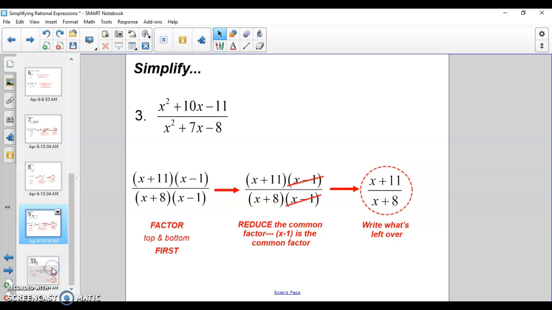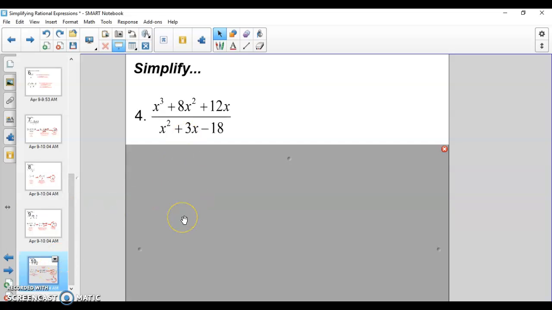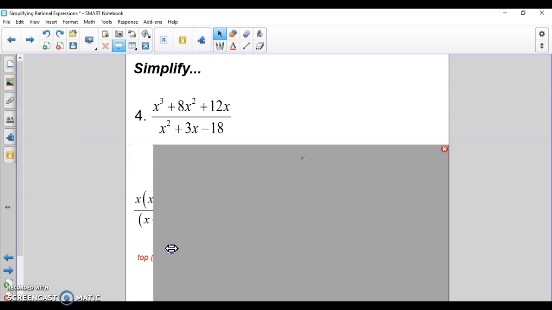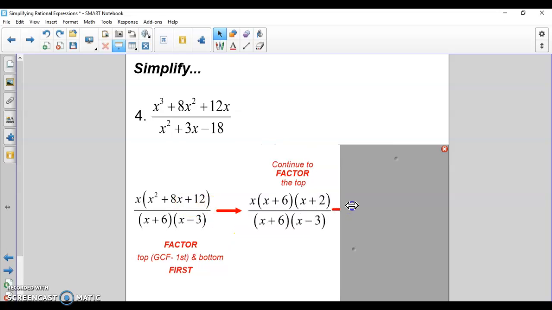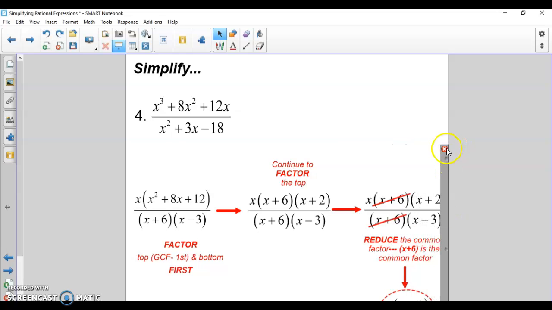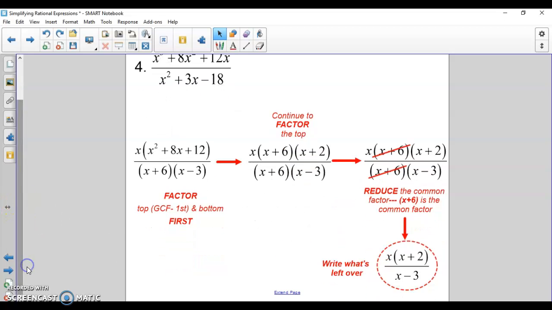Got one more example for you. Now, we'll have a couple like this at the end of your worksheet, where I have a GCF up top first. So I factor the top and bottom, but I'm factoring out a GCF up top first. Then I continue factoring the top, and then cancel out common factors, the x plus 6's, and then rewrite what's left over. X times x plus 2 over x minus 3. You can distribute up top if you want. I leave it as is and just call it a day. All right, that's your answer there.